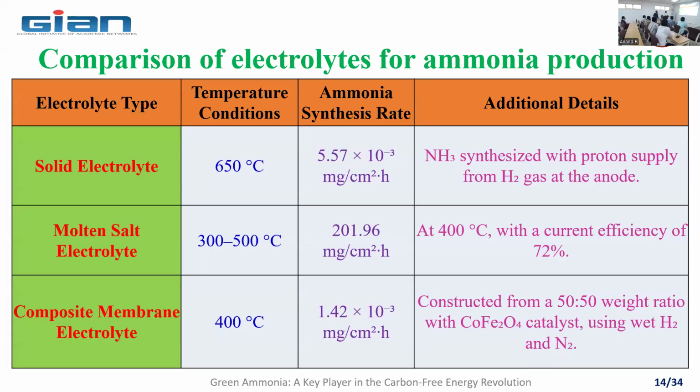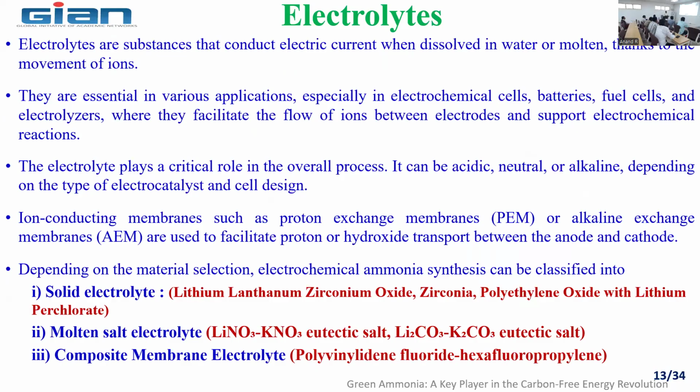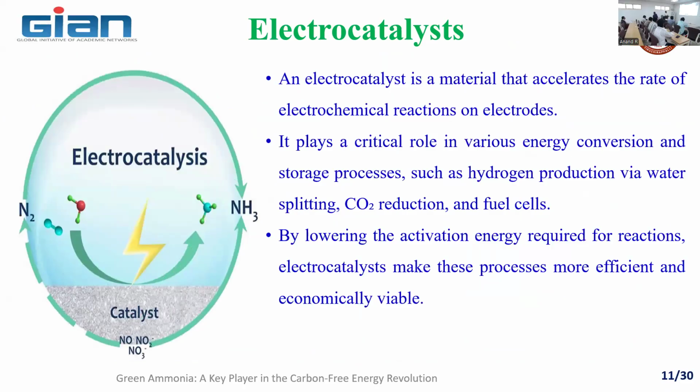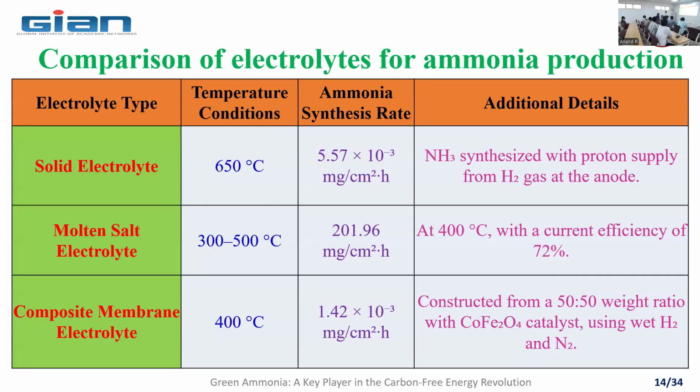So we are going to talk about different electrolytes after the catalyst. There are 3 components that play a major role: the anode, the cathode, and the electrolyte. The selection of the electrolyte also plays a major role in converting water into hydrogen or converting water into ammonia. There are several electrolytes available: solid electrolytes, nitrate-based or sulfate-based electrolytes, molten salt electrolytes, and membrane electrolytes. But each one has an operating temperature. You cannot go beyond that, and if you go below that also, maybe you cannot get the desired outcome.